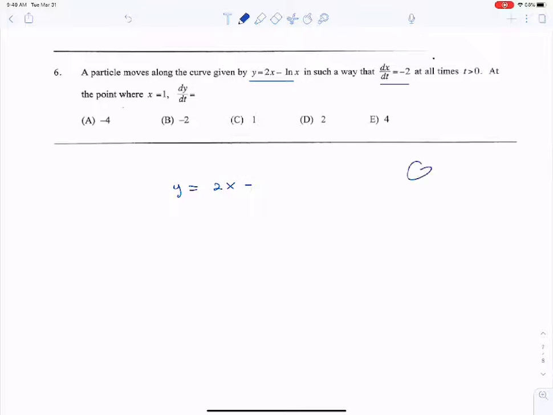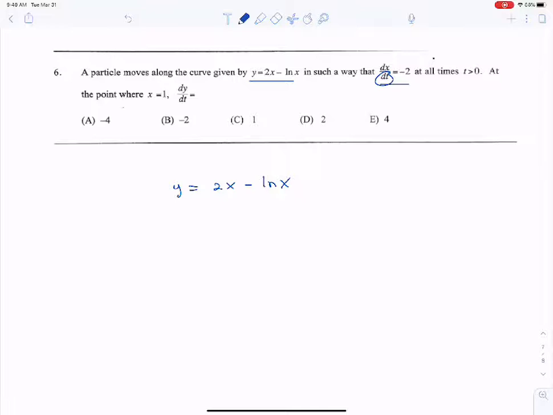My thing's crashing a little bit. Okay. And what we're asked to do is take the derivative of this, but with respect to t. So everything we're taking the derivative of is with respect to t. So let's go and do that.